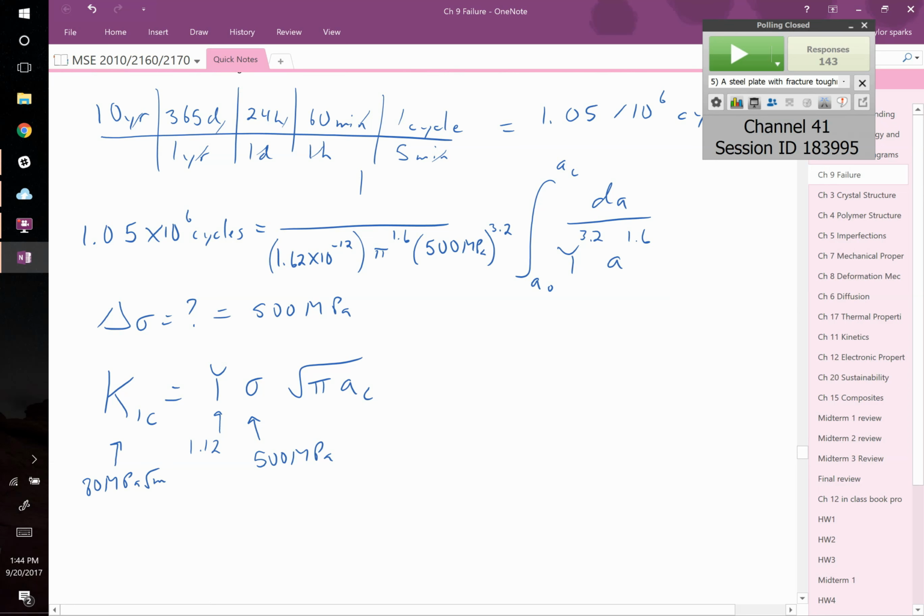Okay, when you do that, I end up with my critical flaw size equals 0.00649 meters. And we will finish this next time because we're out of time. So this will be the first clicker question of the next class.